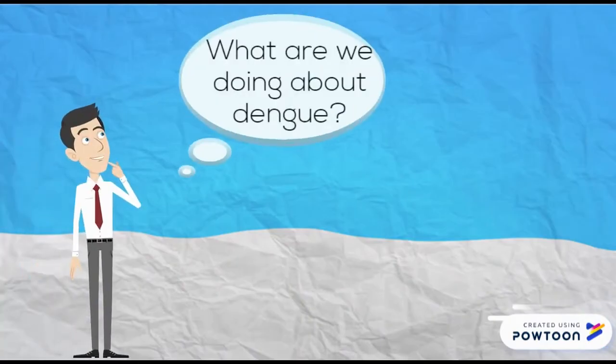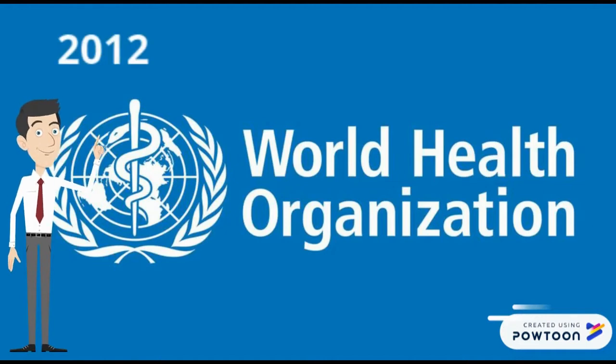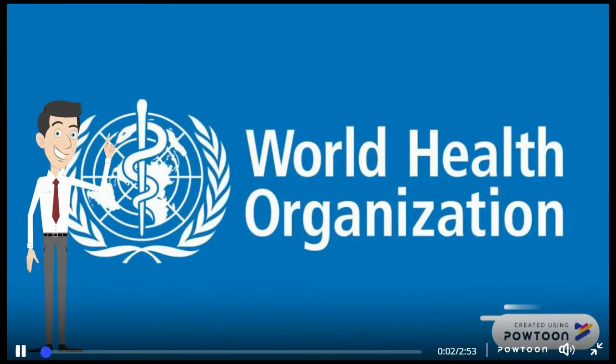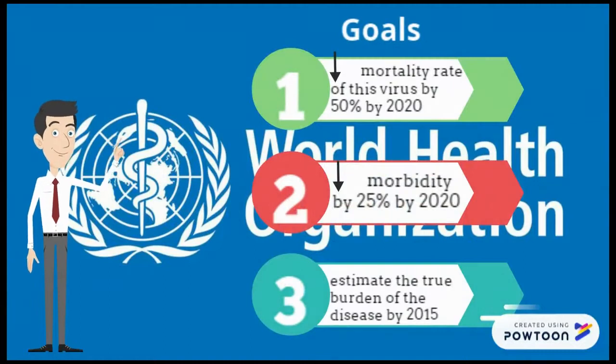So what are we doing about dengue? In 2012, dengue fever was marked as one of the most important mosquito-borne viral diseases in the world. To combat the severity of this viral infection globally, the World Health Organization has implemented a strategy for dengue prevention and control, and their goals consist of reducing the mortality rate of this virus by 50% by 2020, reducing the morbidity by 25% by 2020, and estimating the true burden of the disease by 2015.